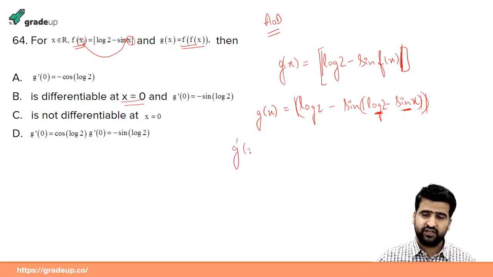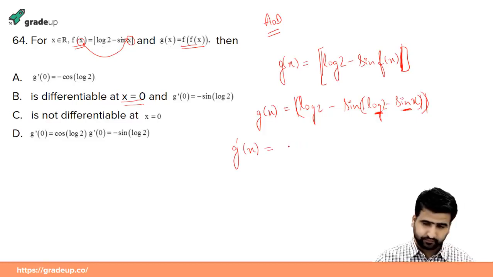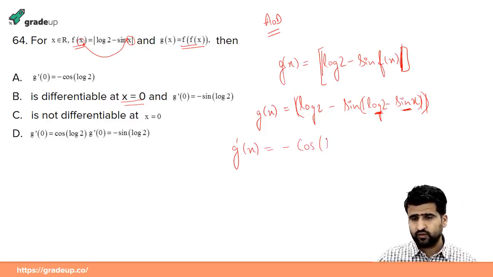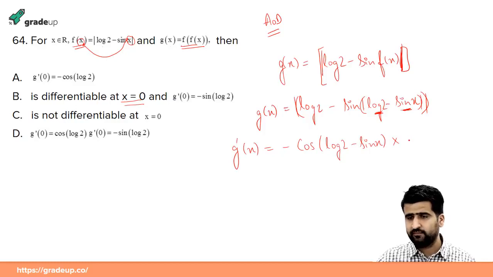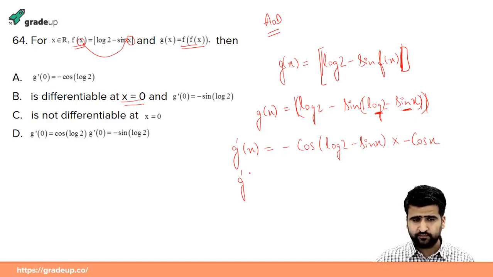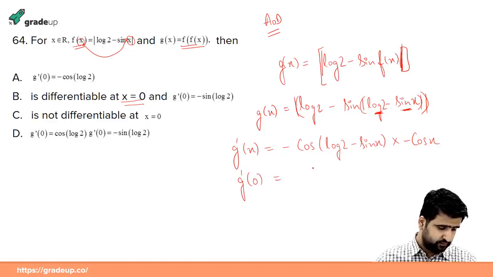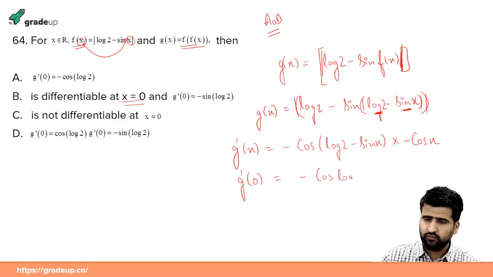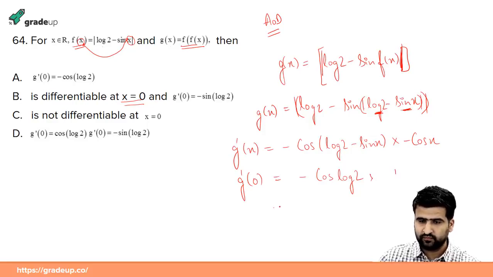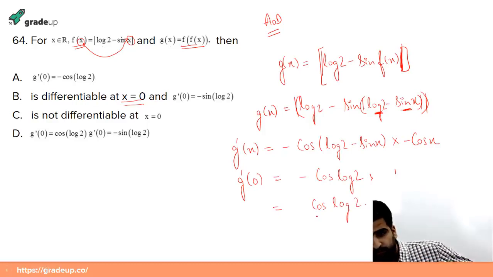I'm just differentiating this function. So g dash x becomes minus cos of (log 2 minus sin x) multiplied by minus cos x. And if you want to find the value at x equal to 0, you get g dash 0 is equal to minus of cos of log 2, since sin 0 will be 0, and this is multiplied by minus 1. So you get the answer cos of log 2. This will be the final answer.